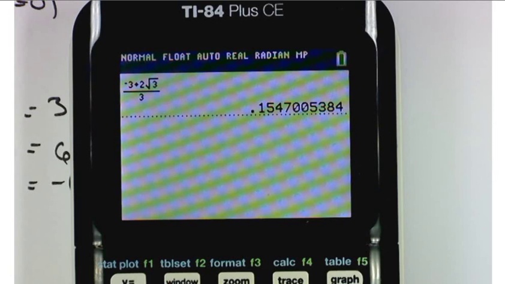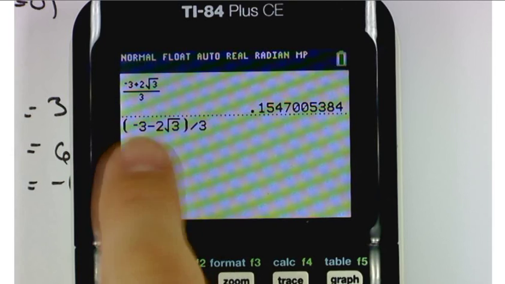Now, if you don't have this fancy capability with your calculator, that's okay. What you need then is parentheses around the numerator. So negative 3 minus 2 times the square root of 3. Exit the radical, right parenthesis, divided by 3. But you need parentheses around the whole thing.